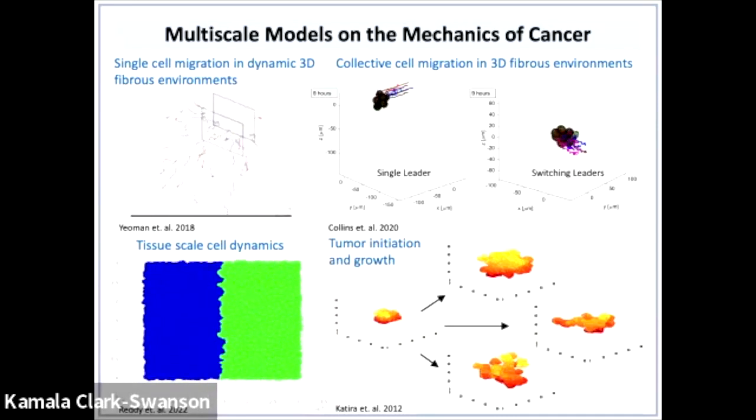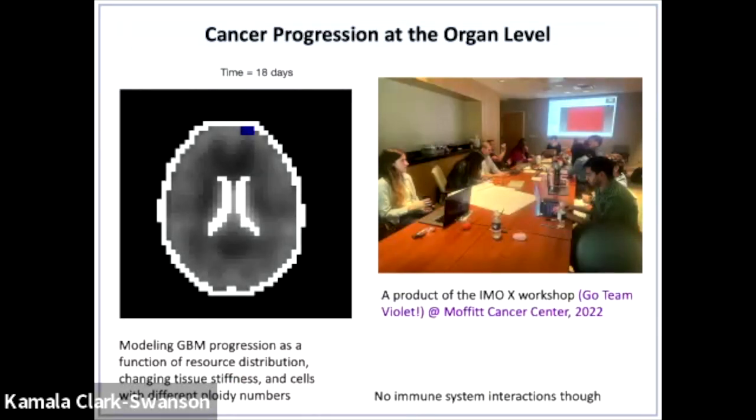I'm going to talk about what we did in the IMO workshop in November, because that was something very new and unique for me. It was the first time we were doing something at the organ level. Glioblastoma. I had no clue about glioblastoma, but this was a very good setup where I learned quite a bit. We modeled glioblastoma as a function of the resource distribution within the brain, the stiffness of the brain tissue, and cells with different ploidies, as Vural talked about. He was on the team. It was an awesome conference, except that we didn't have any immune cells. So no immune cells, sorry.